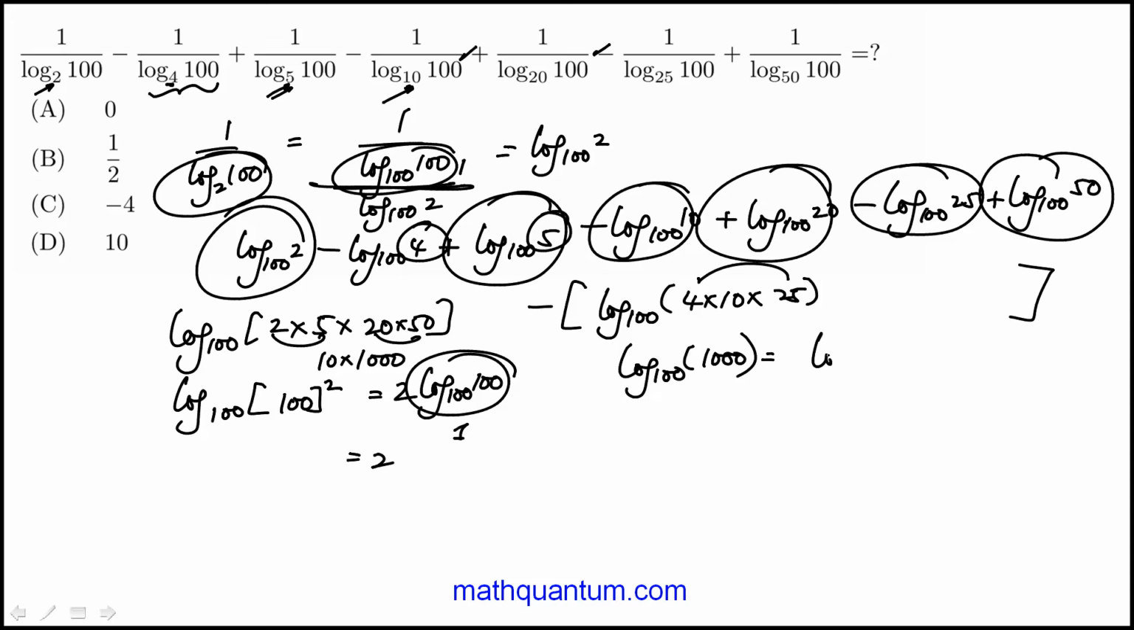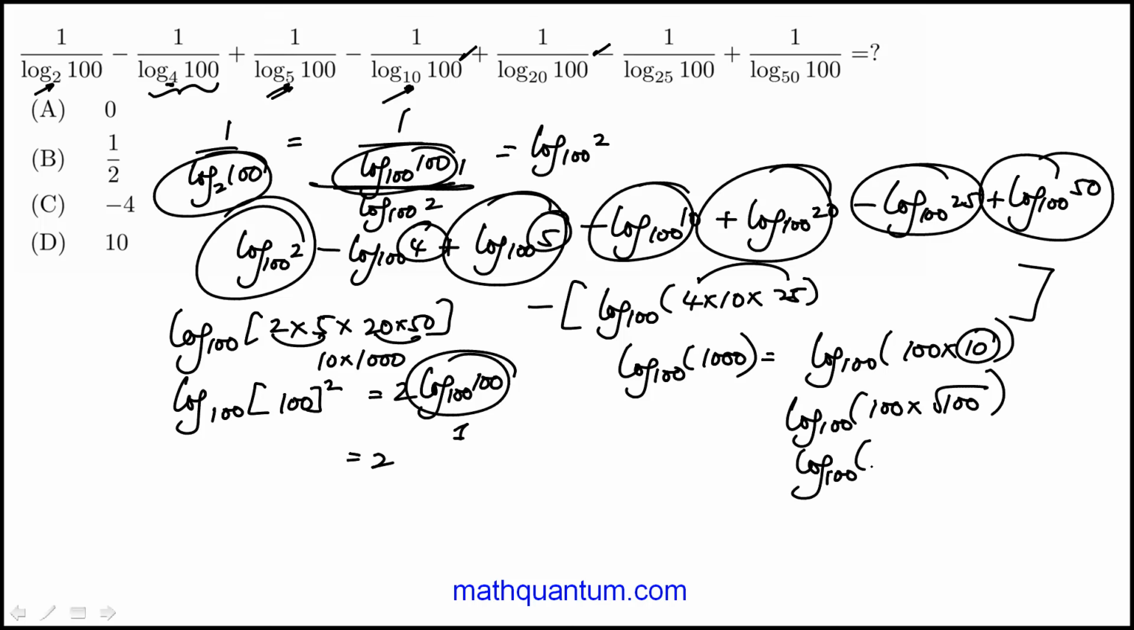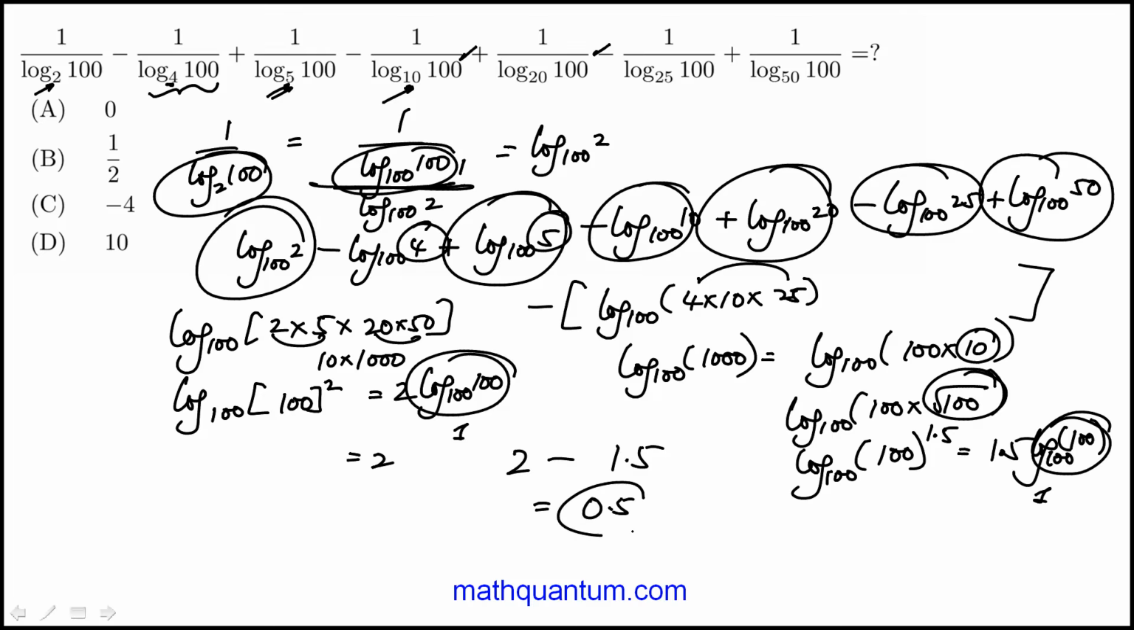So I have to somehow relate this to 100. So this is 100 times 10, and 10 is the square root of 100, which is really a half power. So this becomes 100 to the power of 1.5, because that will give you 0.5. So this becomes 1.5 using the exponent property, and that piece is 1. So our negative piece becomes 1.5, and then when I subtract them, I'll end up with 0.5 or half, which is choice B.